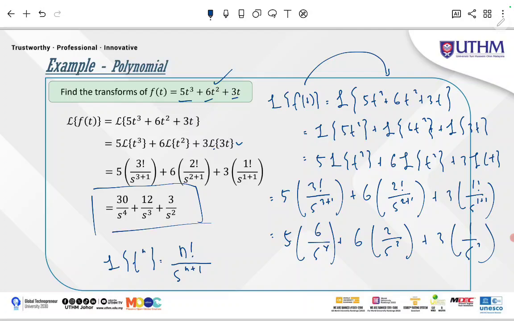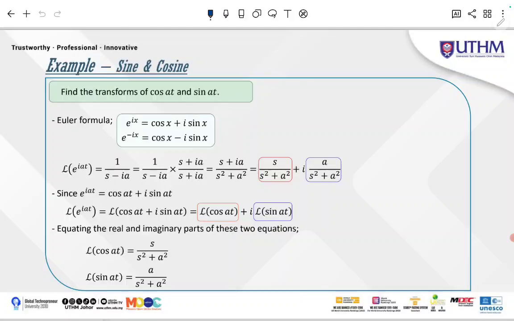5 times 6 for the Laplace transform. So that's what we call the linearity of the Laplace transform, which is that we can solve one by one from the function given. What else?